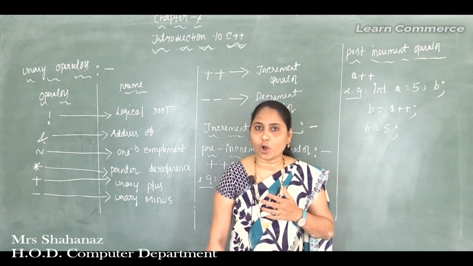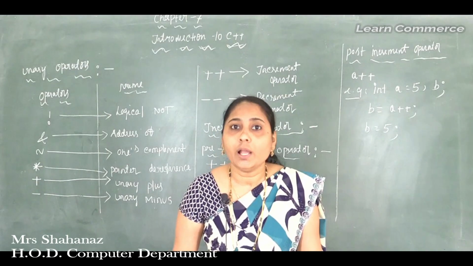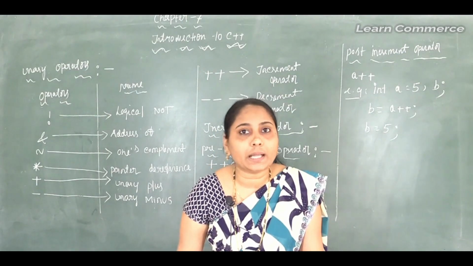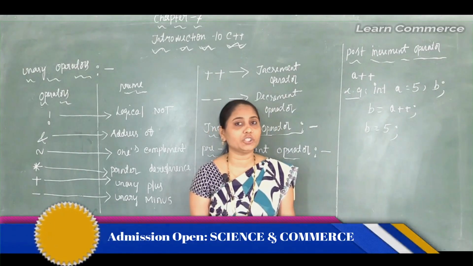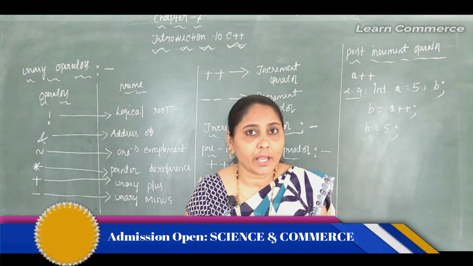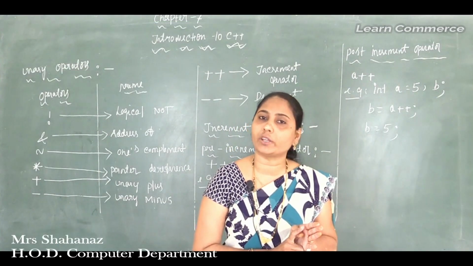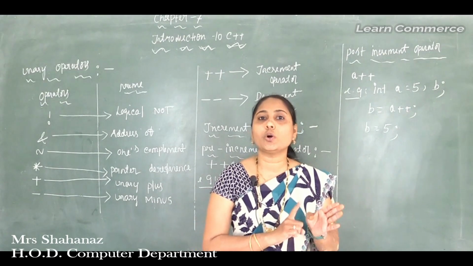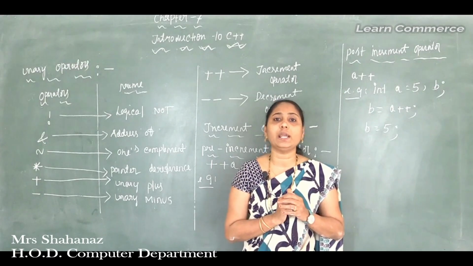The meaning of the operands: the data item on which the operators act is called the operand. The data item is called the variable or the operand in this case. So the data items on which the operators act are called operands.